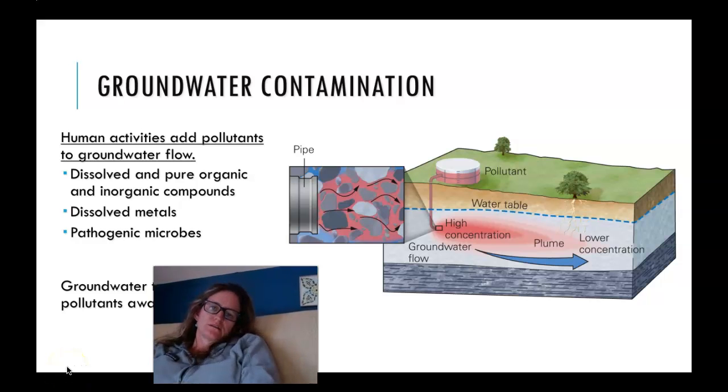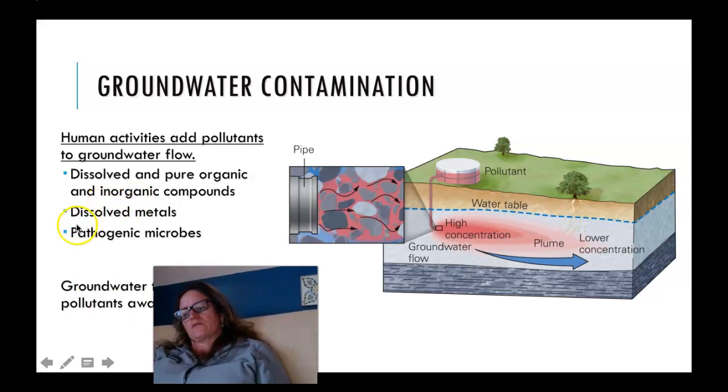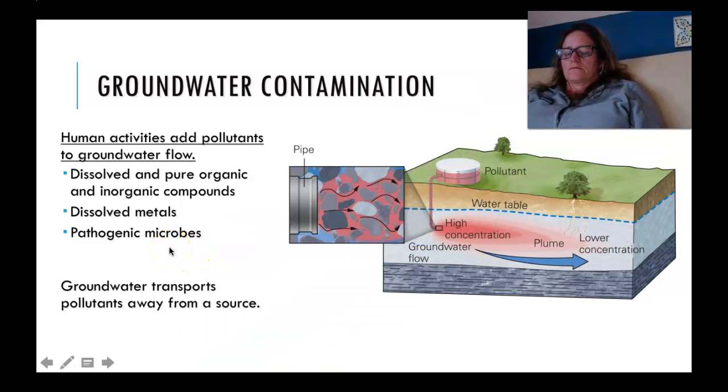There are many different ways that the groundwater can get contaminated, and we classify the contaminants in different ways. We can say they're either dissolved pure organic or inorganic compounds, maybe they're dissolved metals, maybe they're pathogenic microbes. In this image, the pollutant is going to perhaps send that contaminant below the water table into the groundwater. It doesn't always have to happen that way. It can just infiltrate.